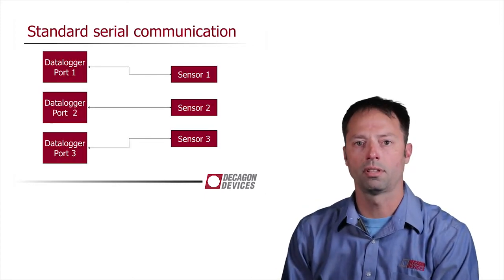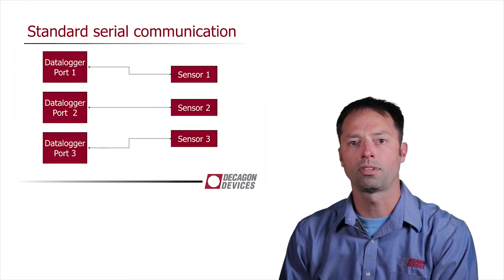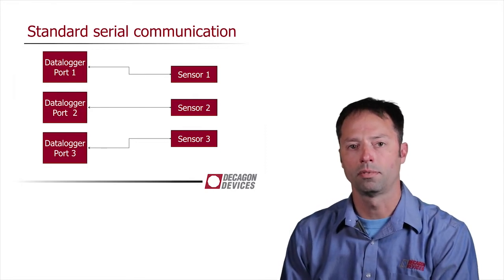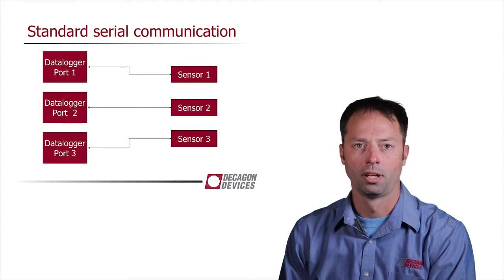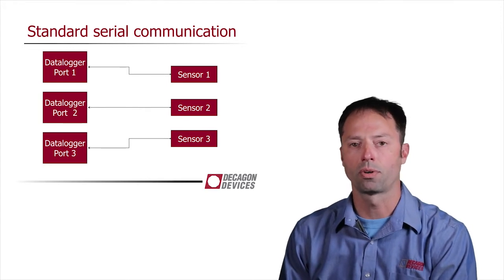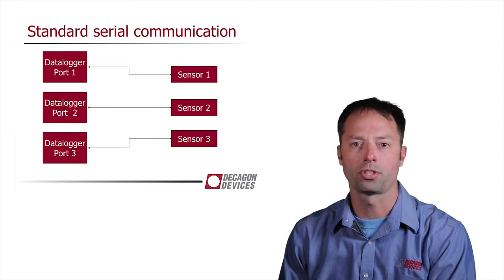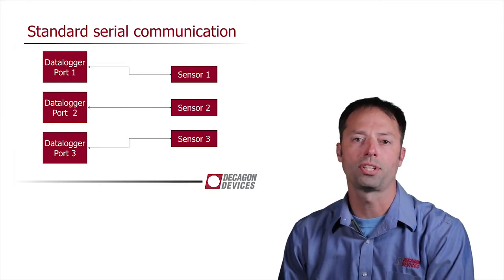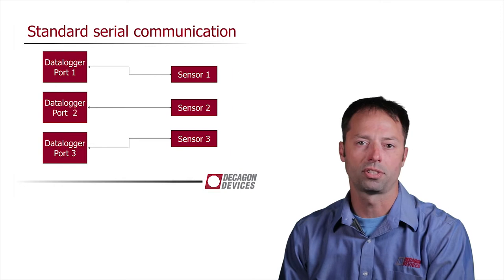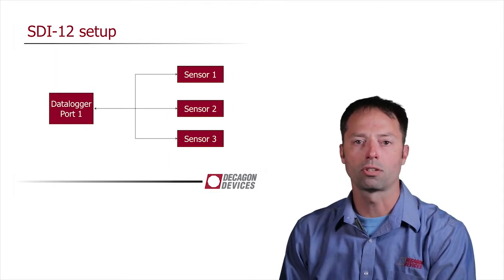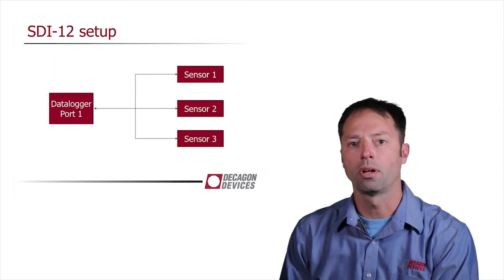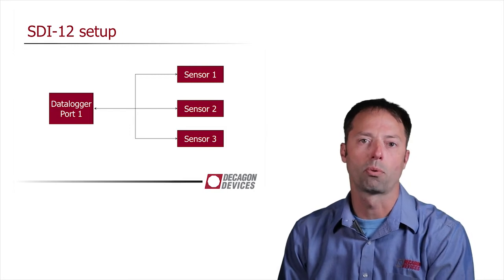So here's kind of the scheme for just a Decagon serial string, where you have one sensor going to one logger port. The sensors aren't distinguished from each other, so you have to have a dedicated port for each sensor in the standard serial string. SDI-12, on the other hand, lets you put all 3 of those sensors onto one port.